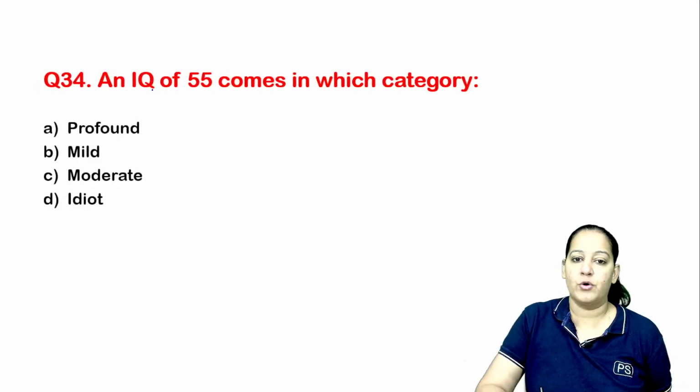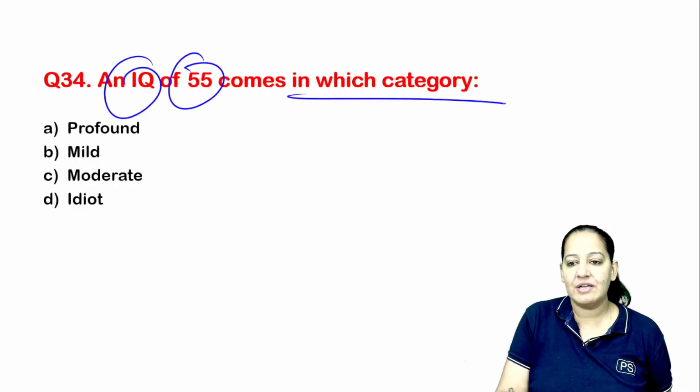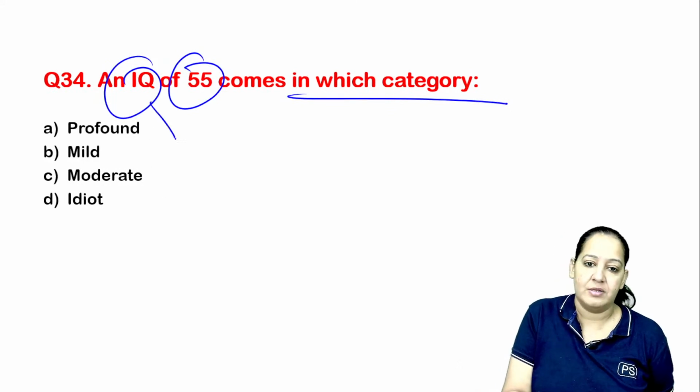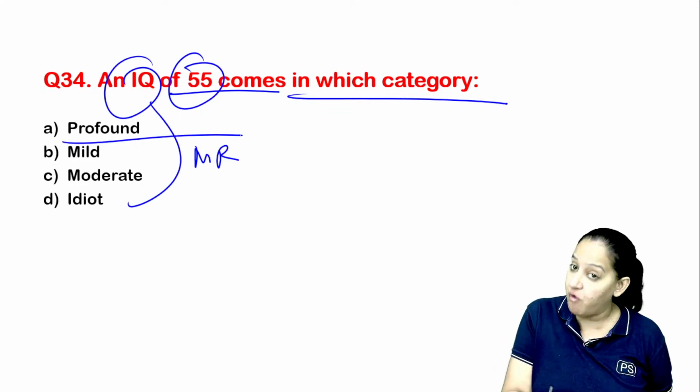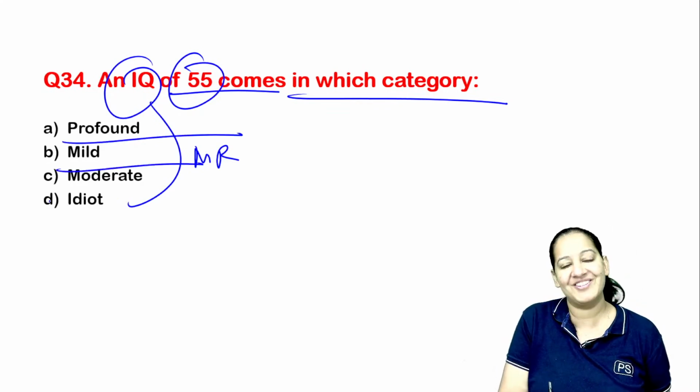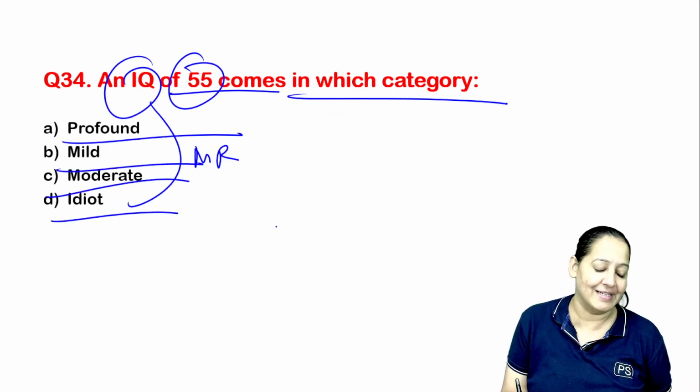The next question is in front of you. IQ of 55 falls in which category of mental retardation? These all are mental retardation. So if someone is having an IQ of 55, is it profound mental retardation, mild mental retardation, moderate mental retardation, or idiot? What do you call that person?